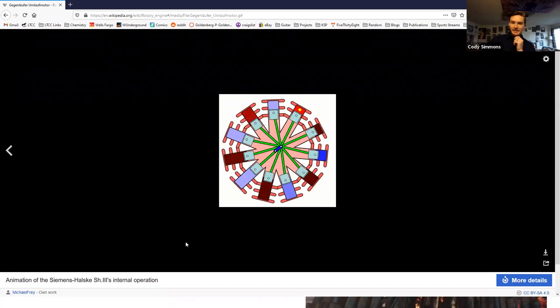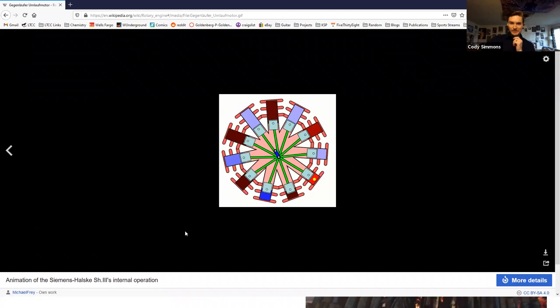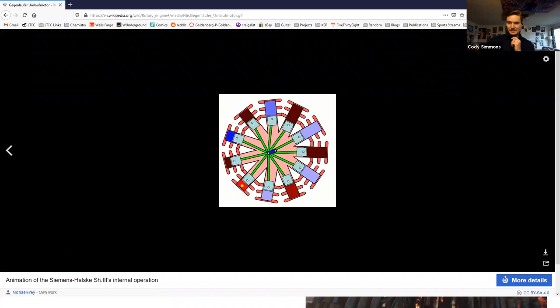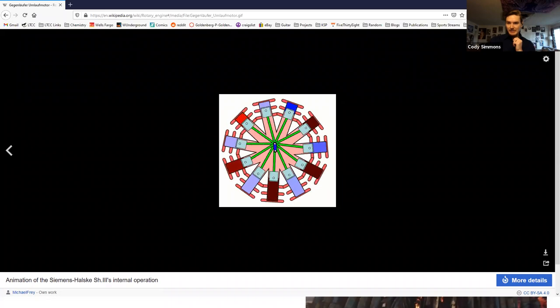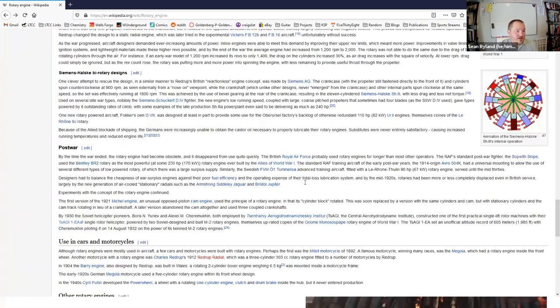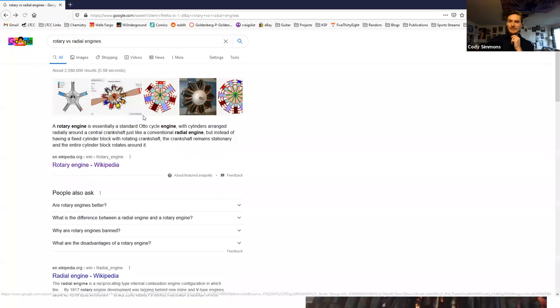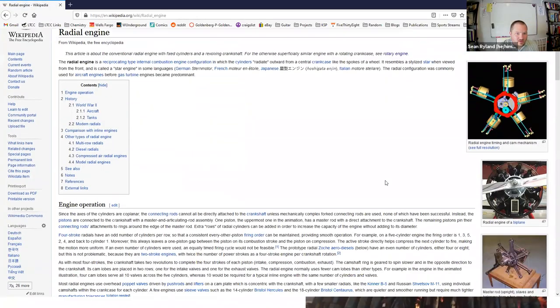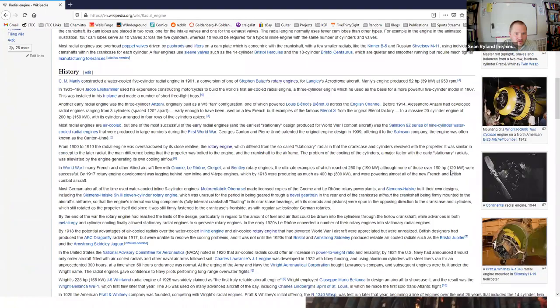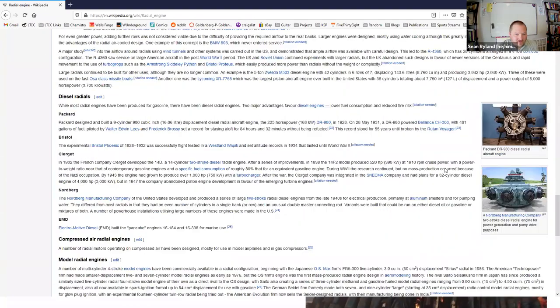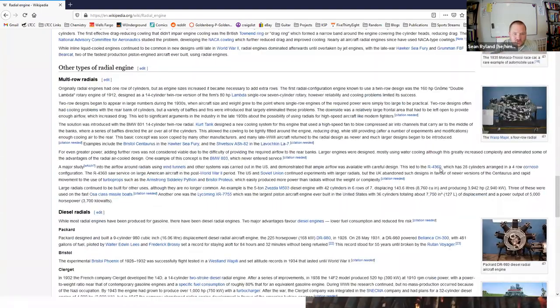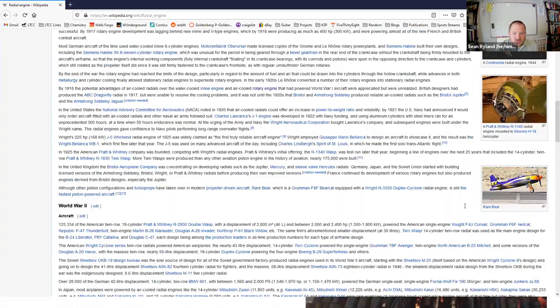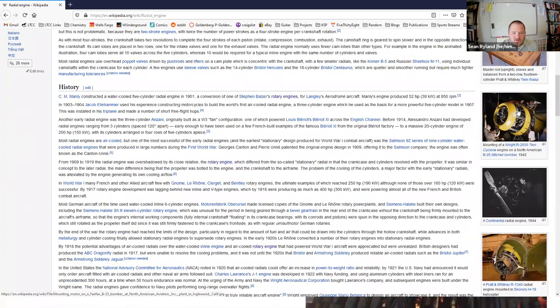Yeah, now that I see that, I think I'm using the wrong vocabulary. I don't think it's a rotary engine that I'm talking about. No, I think you are using the right one. This is a radial one. I just Googled radial versus rotary and clicked on Wikipedia. The Mazda ones are only three strokes, but it looks like these more high performance ones are a little bit different.